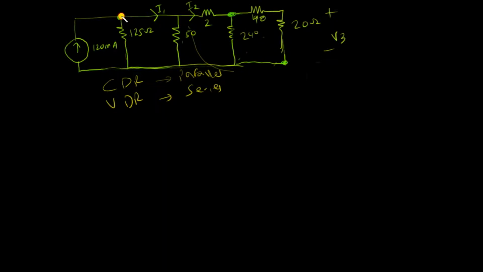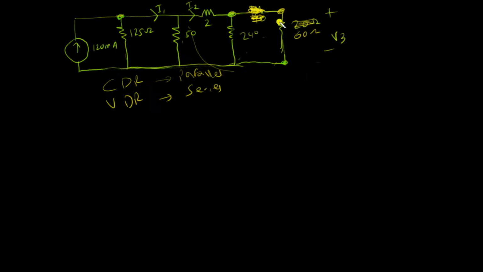Let's just mark the nodes. The first node is here, the second node, the third node, and the fourth node. As you can see, this node clearly shows us that the 20 ohm resistor and the 40 ohm resistor are in series because these are the only two resistors connected to this node. So I can just combine them and write 60 ohms here. This would make this 60 ohms, and this resistor would just go because I have already combined it.